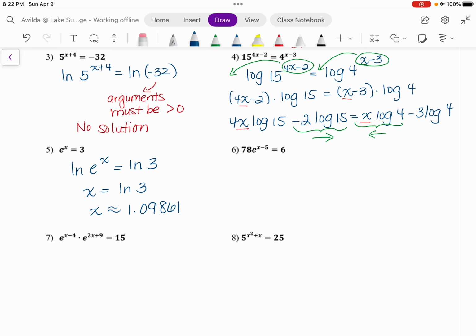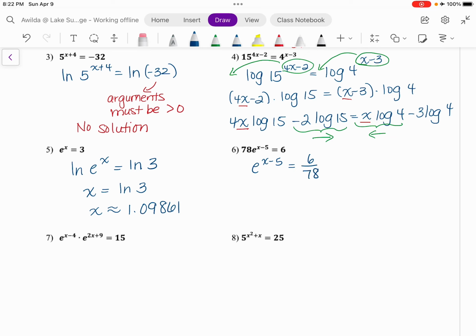For number 6, we have 78 times e to the x minus 5 power is equal to 6. Before taking a logarithm of both sides, I want to write the left-hand side as a power only. So I'm going to start by dividing both sides by 78. So we have e to the x minus 5 power is equal to 6 divided by 78.